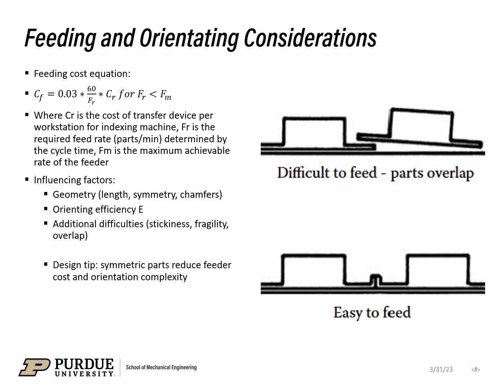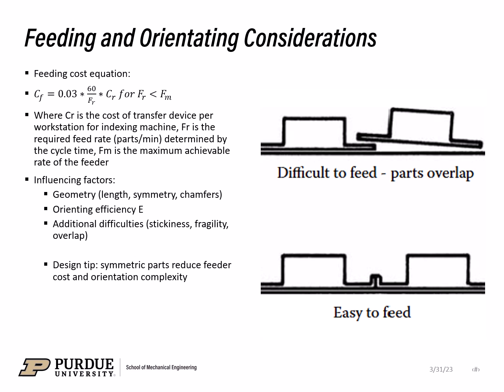Okay, now let's talk about feeding and orientation considerations and how those impact the cost model. So the feeding cost equation is given by the following, C sub f. F sub r is a variable that is the required feed rate, and F sub m is the maximum feed rate that the feeder is capable of. Your C sub r value is a relative cost multiplier that depends on your part geometry and your symmetry. This equation implies that as your F sub r value increases, your feeder cost drops only up to a certain point. Once F sub r exceeds F sub m, the feeder can no longer keep up.